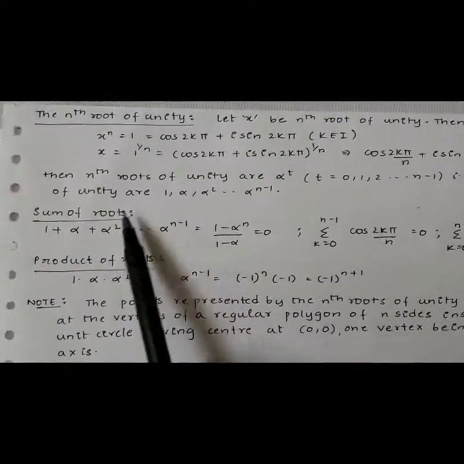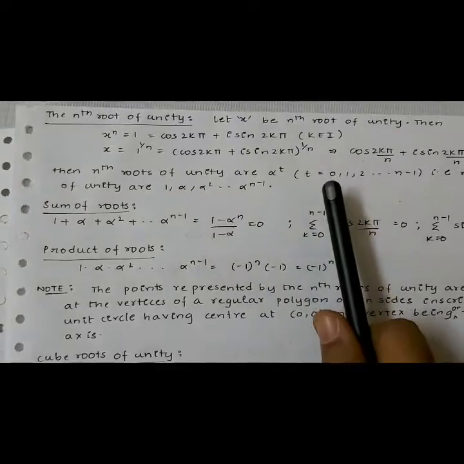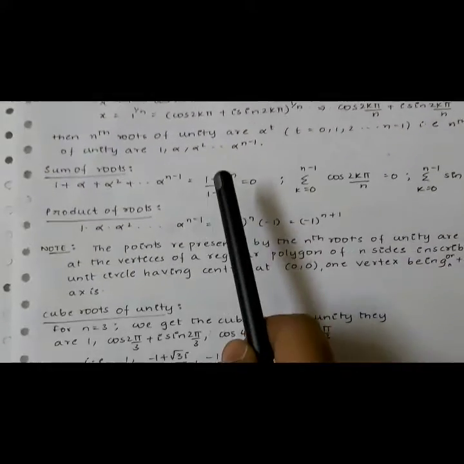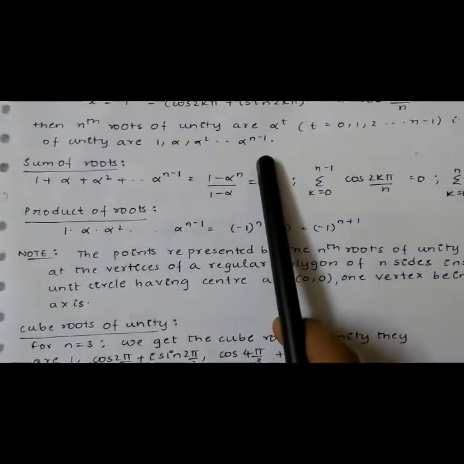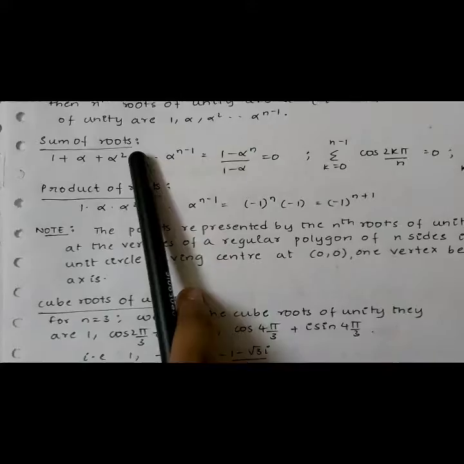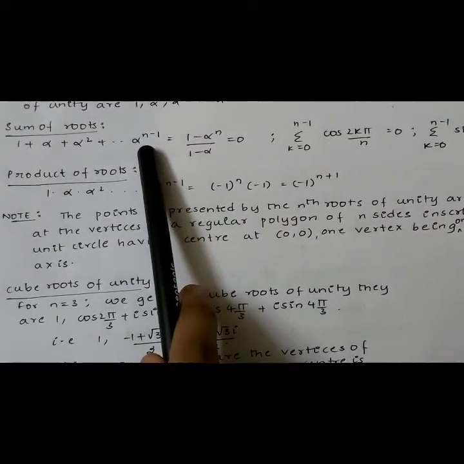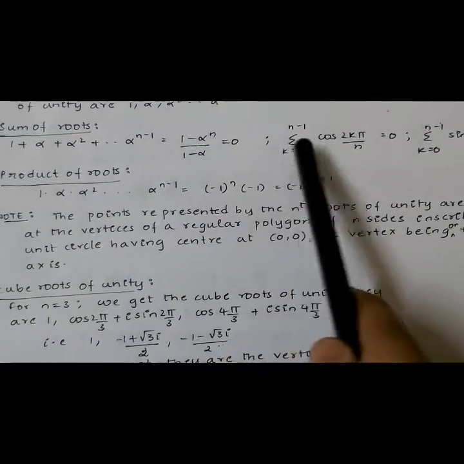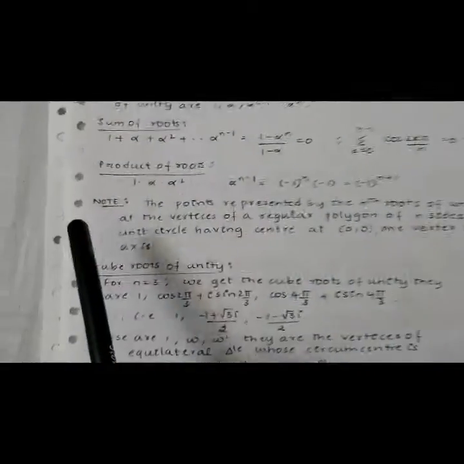Now, the nth roots of unity are alpha power t, where t is 0, 1, 2 and so on up to n minus 1. That is, the nth roots of unity are 1, alpha, alpha square, up to alpha power n minus 1. The sum of roots can be given as 1 plus alpha plus alpha square plus so on, alpha power n minus 1, which is (1 minus alpha power n) by (1 minus alpha), that is 0. This can also be stated in this form.